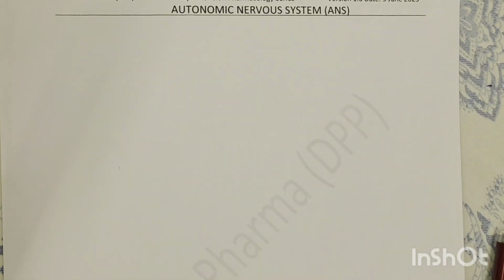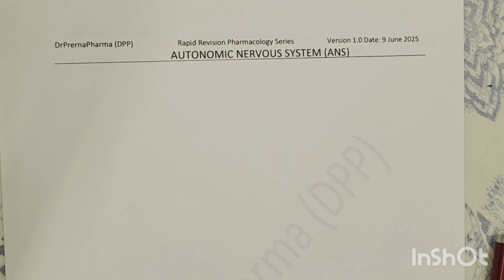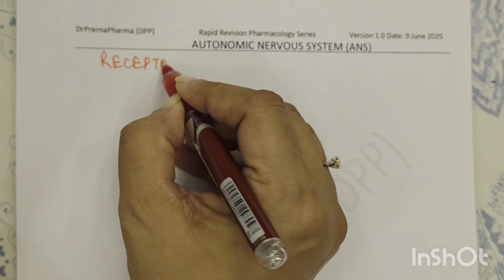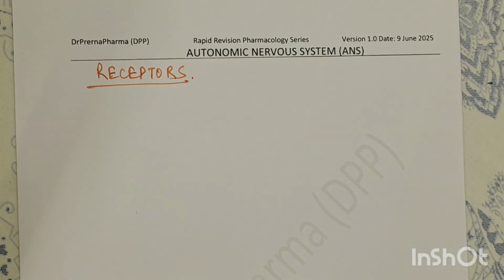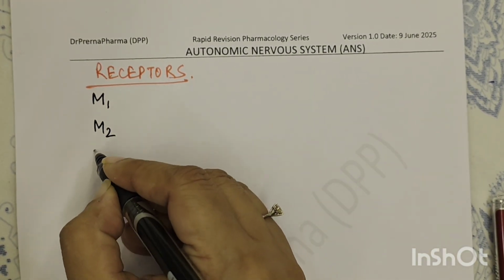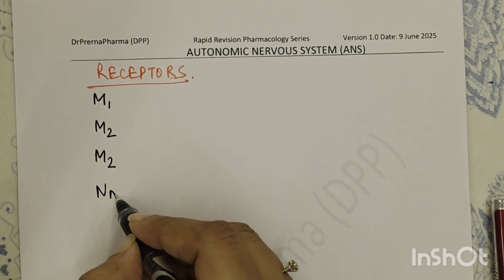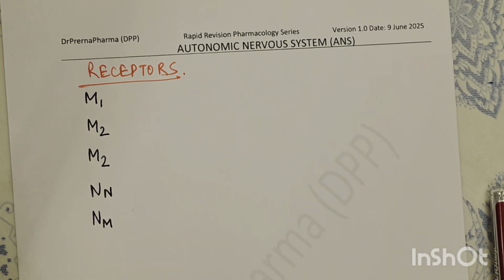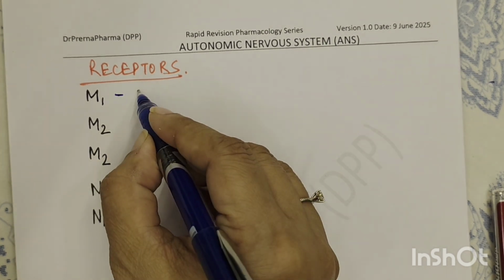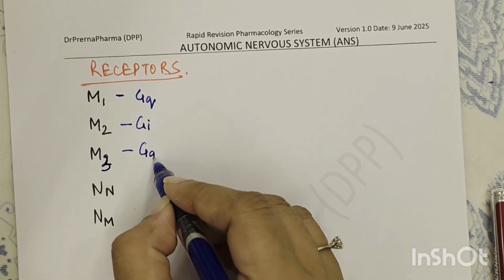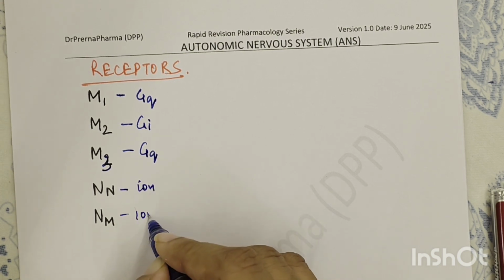Now the most important part about the cholinergic system is the receptors. Yes, receptors. I just love the receptors. Receptors of the cholinergic system are muscarinic M1, M2, M3 and nicotinic NN and NM. Now we'll go through the receptors one by one, so please understand them properly. M1 is Gq mediated, M2 is Gi mediated, M3 is Gq mediated, NN and NM are both ion channels, right?